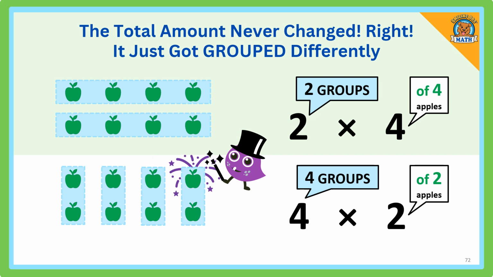The total amount never changed, right? It just got grouped differently. And all multiplication is describing how things are grouped, how many groups we have, and how many are in each group. And what we want to know is the total.